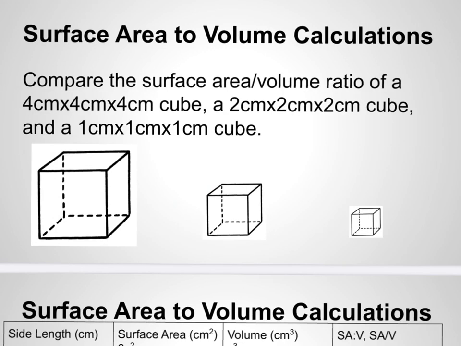So what about size? Well, we can do some simple math to show that the bigger the cell gets, the lower its surface area to volume ratio gets, and the smaller a cell gets, the higher its surface area to volume ratio gets. And remember, they want a high surface area to volume ratio. So let's compare. These are obviously bigger than real cells, but a cube with 4 centimeter sides, a cube with 2 centimeter sides, and a cube with 1 centimeter sides as our sort of model cell.